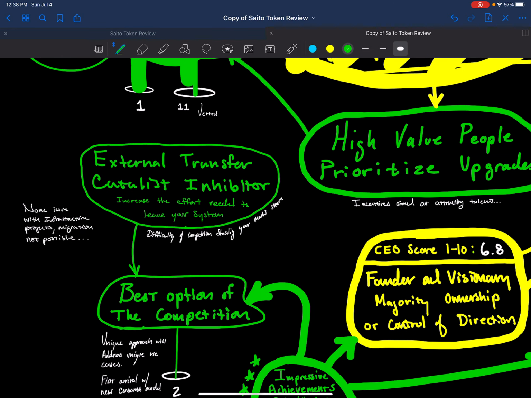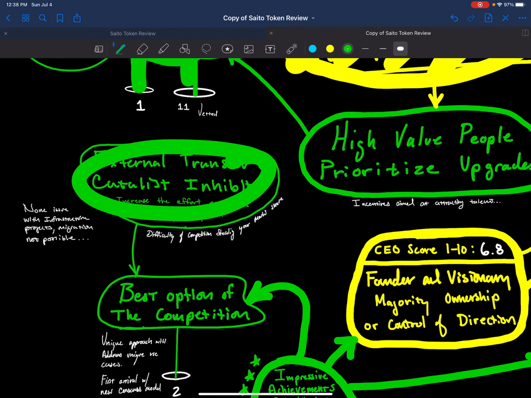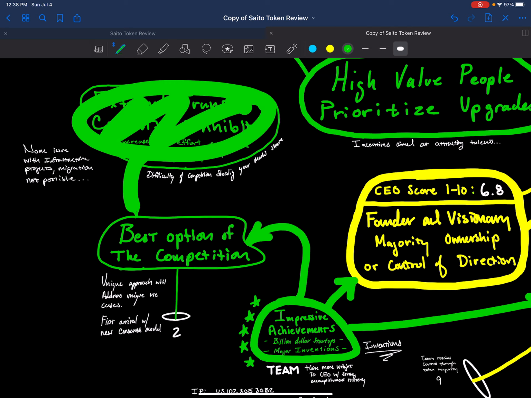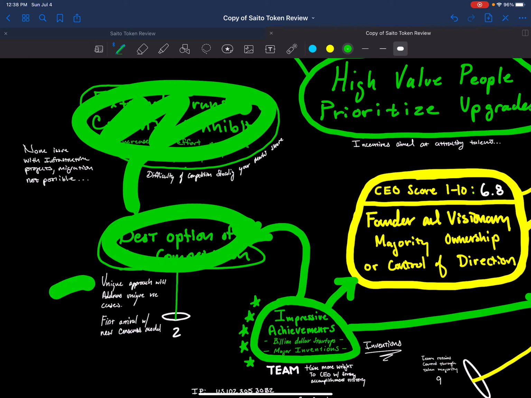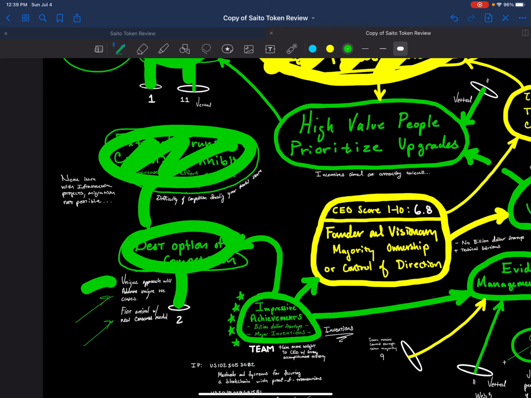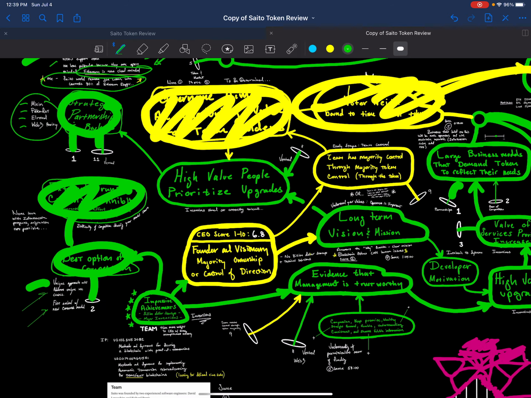Okay, so external transfer catalyst, basically people leaving your network after they build. I don't think that'll be the case, so it's a non-issue. Basically, when someone builds their business on your ecosystem, they're going to have difficulty moving their business somewhere else, so you will have stickiness of people who build in your ecosystem. Best option of the competition, well, they're a very unique approach, and since, guys, I like unique approaches, that means you will address unique use cases, and so you are the first arrival with new use cases. That means you will capture some first arrival benefits.